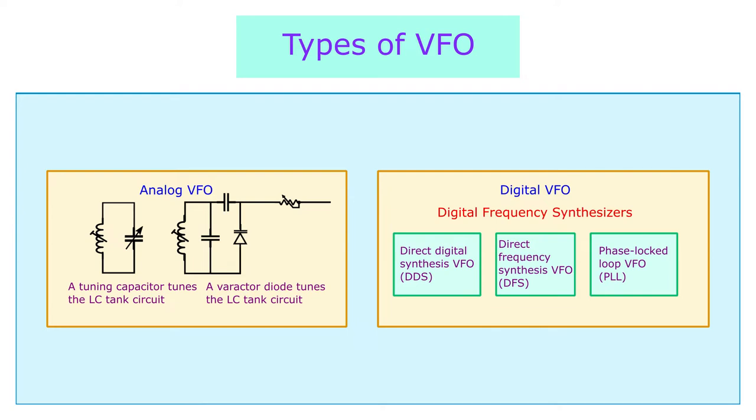Types of VFO. There are two main types of VFO that are commonly in use. One, analog VFO. The analog VFO uses the LC network to provide feedback in the oscillator. A tuning capacitor or a varactor diode is used to change the frequency of oscillation in an analog VFO. Two, digital VFO. A digital frequency synthesizer is used to generate the signal in a digital VFO. The three types of digital VFOs are direct digital synthesis or DDS, direct frequency synthesis or DFS, and the phase lock loop or PLL VFOs.